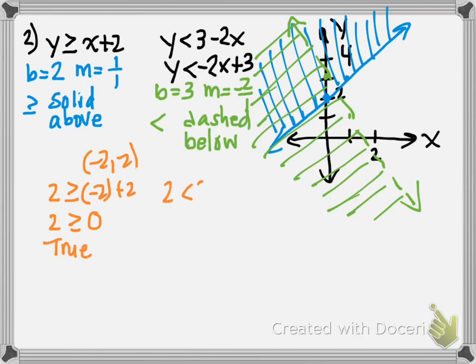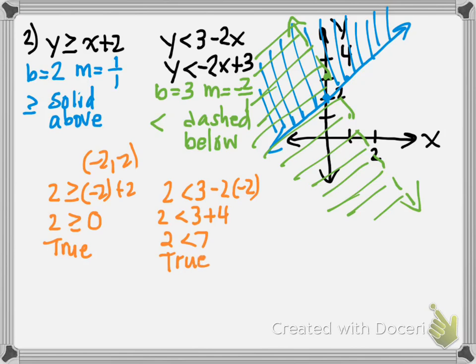Y is 2 when x is -2. So 2 is less than 3 plus 4. 2 is less than 7. Yep, that's true too. So what that tells me is I found the doubly shaded region.